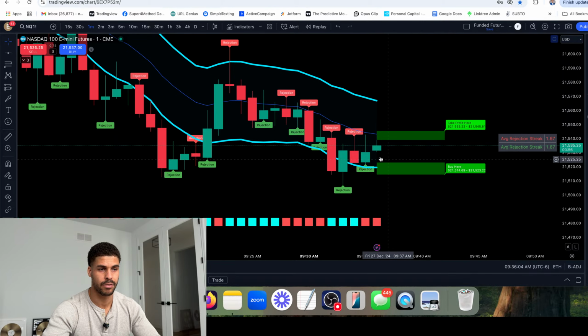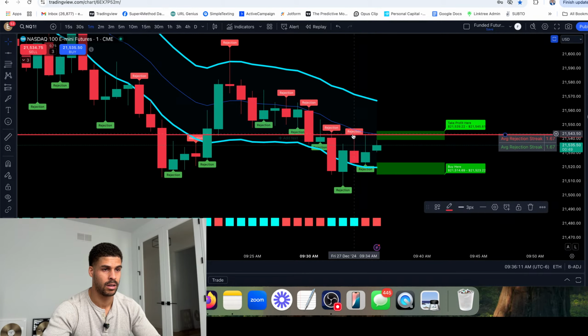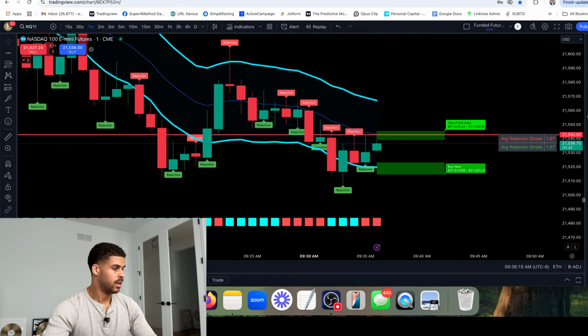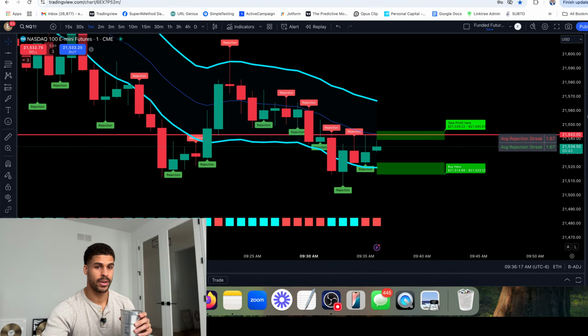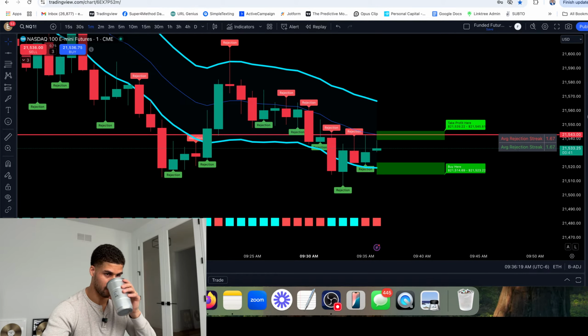So here we have price flying up. Let's see what we get. Let's see if we can get ourselves above that 543 level right there. Let's see if we can do that. If we can, great. If we can't, okay. All right.